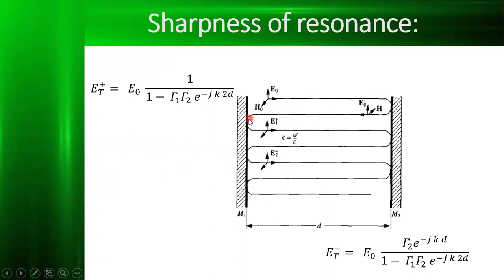We have reflections R1 and R2, and we have a propagation coefficient k. That's why when the electromagnetic wave is propagating here, we multiply by e to the power minus j k z, where z is the distance propagated. For one complete cycle, it becomes e to the power minus j k 2d. So this exponential term represents what we call the propagation coefficient associated with the electromagnetic wave.